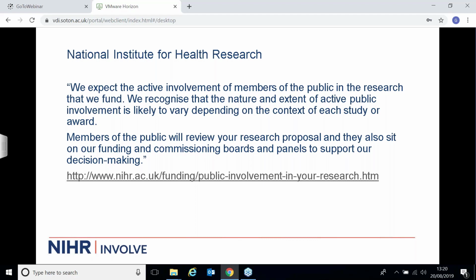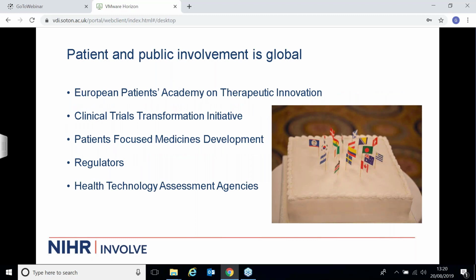And when the public do that, they're often looking for evidence of good, strong patient and public involvement in your research. But of course, it's not just a UK phenomenon. That would be arrogant to suggest so. This is global now. And I've just got a range of organisations there from the US, Canada, Europe, that increasingly require patient and public involvement in research. It's increasingly becoming the norm.